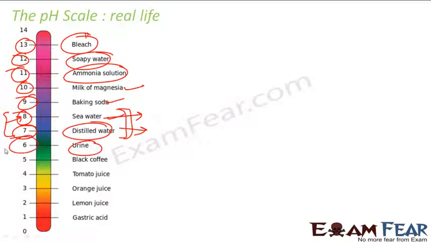Urine has a pH of 6, a little acidic. Coffee, tomato juice, orange juice, lemon juice, gastric acid, all these are acidic. Gastric juice is most acidic, pH 1. So you see, in real life we have all these things with different pH. If you are curious, you can find the pH of different things around you. You can take a pH meter and find the pH of different things, leaves, water, and stuff like that.